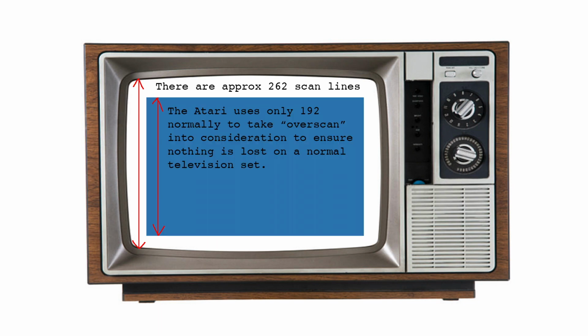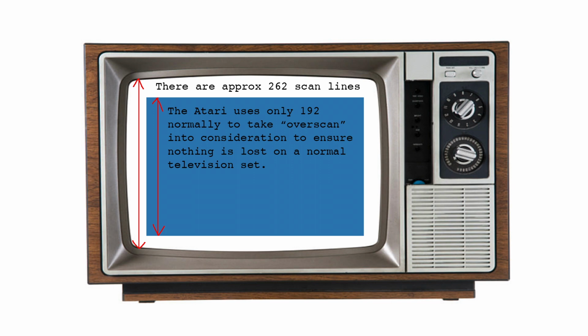Now, most television sets were designed with what we call overscan, and it means that they spread the image out so the picture edges are off the edge of the television tube. This guaranteed that you had no unsightly borders in the television picture. And as you can see from this diagram, the Atari typically, in its graphic modes, only uses 192 scan lines to take that overscan into consideration and to ensure that nothing is lost on a normal television set.